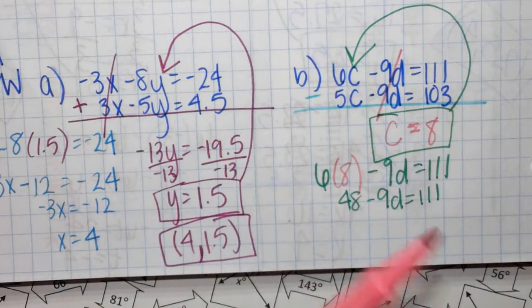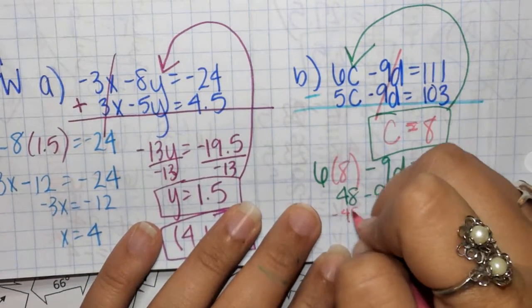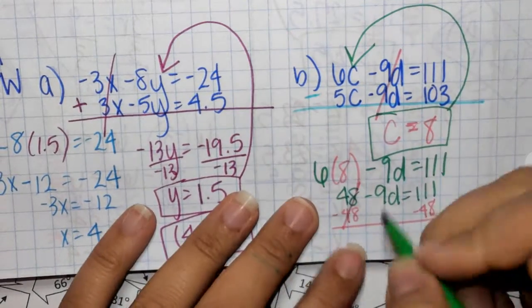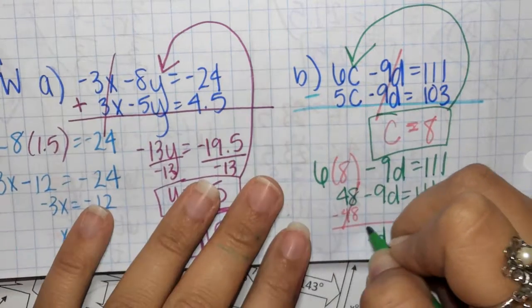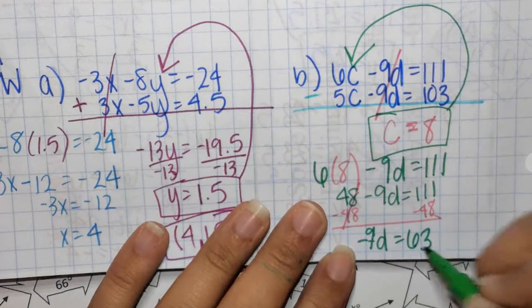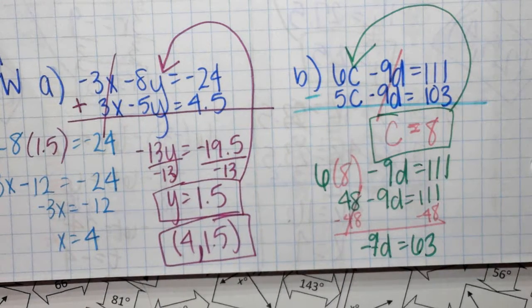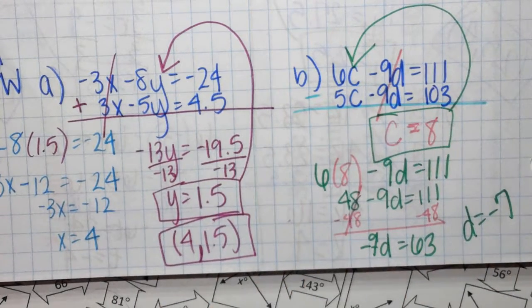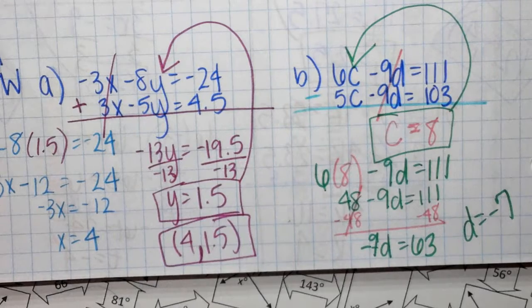Okay, what do I do from here? You got it, minus 48. It's 48 on both sides. Then you said negative 90 equals 111 minus 48, 63, right? Divide by 9. And what's our answer? -7. Take a point. Now, why do I write it as 8, -7?